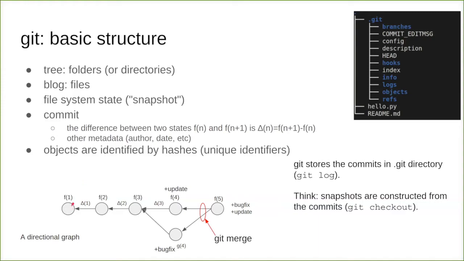A commit is the change you make every time, the difference between two states of your file system. So you can think of a commit as a delta, the difference between the new state and the old state. By using the deltas, you can construct an arbitrary state starting from the beginning. By knowing the initial state and all of the deltas, you can construct an arbitrary file system snapshot or state. That's how Git operates.